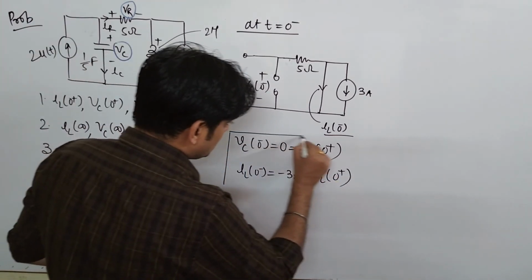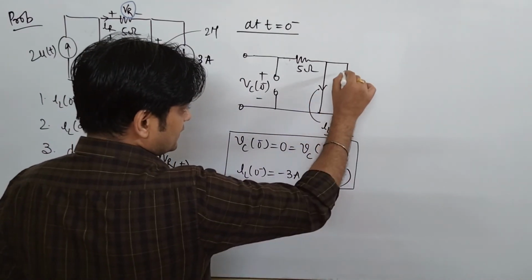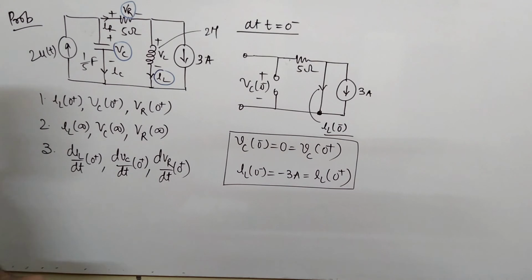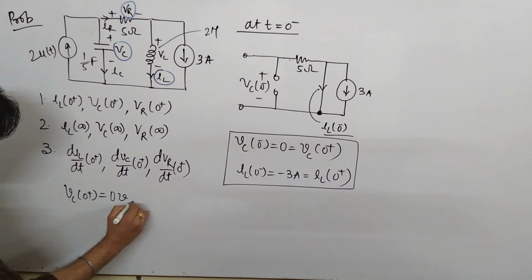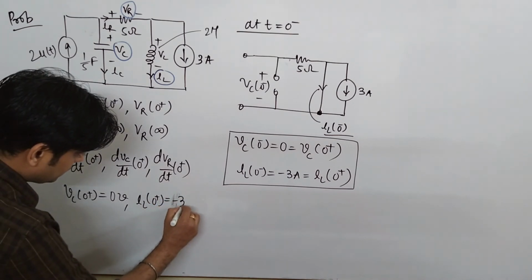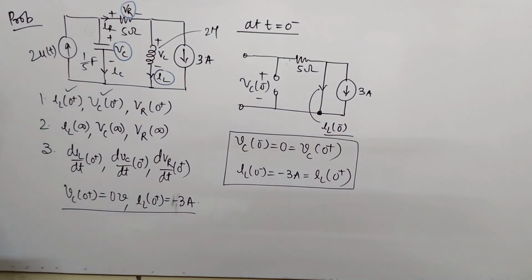Yes, these are the two values. Why? Because this current is flowing in this direction, and this current is also flowing in this direction. If you see both the currents added, the value of IL(0 negative) comes to be minus 3 ampere and that is equal to IL(0 positive). So from t equal to 0 negative, we have identified that the value of Vc(0 positive) comes to be 0 volt and IL(0 positive) comes to be minus 3 ampere. So we have first calculated these two values.